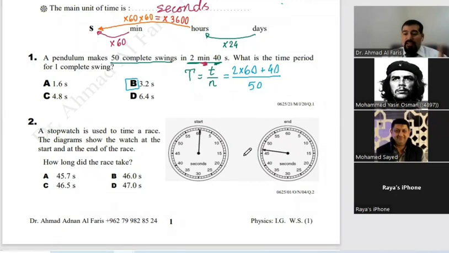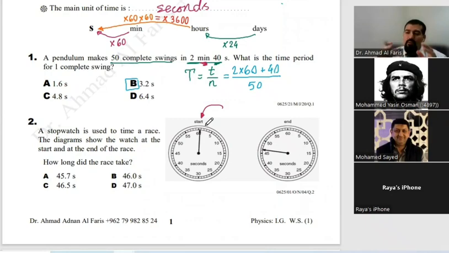Now here, as you can see, we have a question with a picture of a stopwatch. What do they ask here? A stopwatch is used to time a race. The diagram shows the watch at the start and the end of the race. How long did the race take? As you can see here, it didn't start from exactly 0. So what do we call this? Yes, thank you, Tina. We call this zero error.